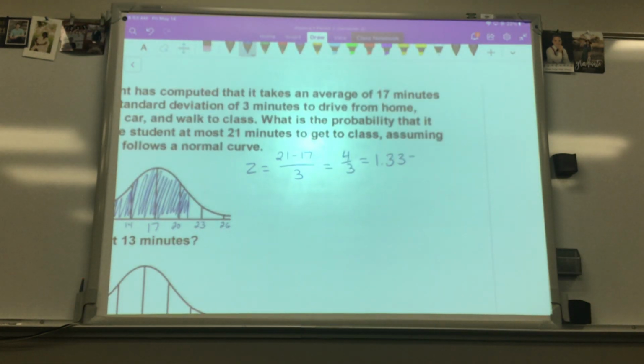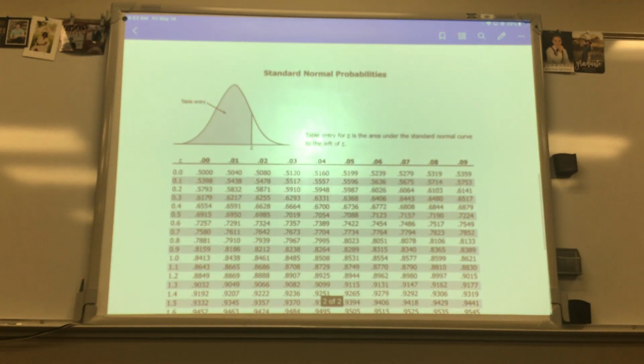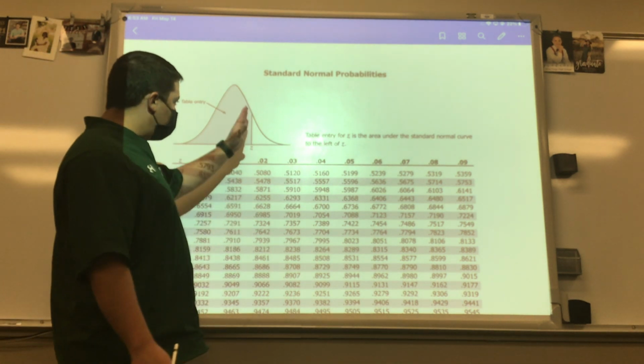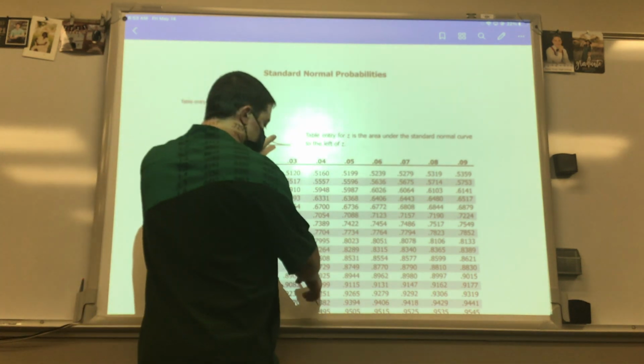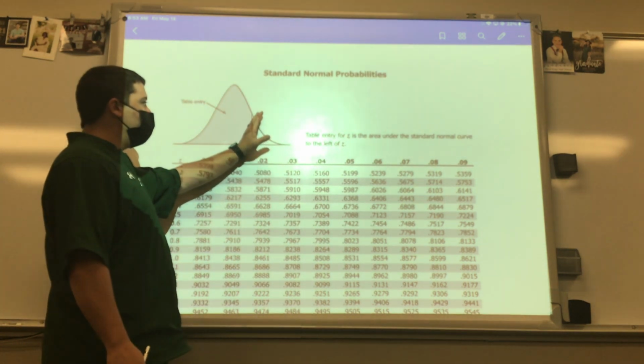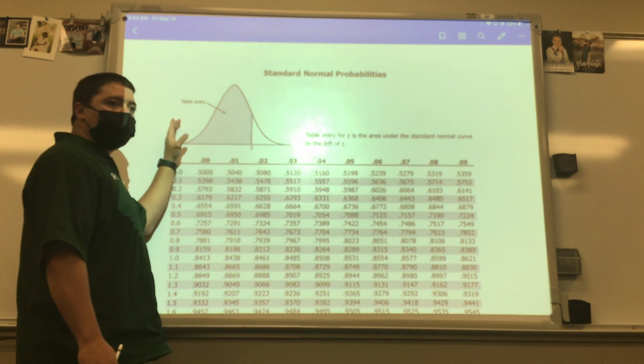We're 90.66%. Right, 9082 I said? Now, what this table is telling us is the area to the left of that z-score. Okay? So let's say this was the 1.33. We got this value, the 0.9082. That's how much of the curve is to the left of that z-score.